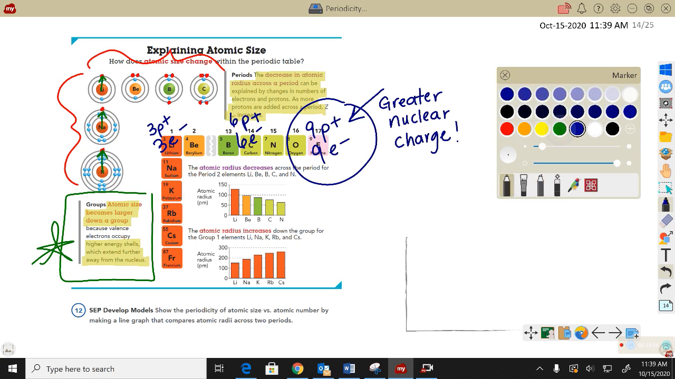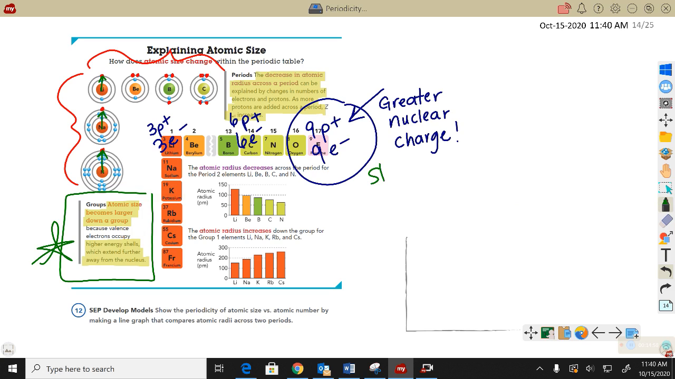I'm going to put that in here too: stronger attraction. So whenever there's a stronger attraction, it's like those outer electrons are just pulled into the nucleus a little bit more than what we might expect. Here, when the electrons are farther from the nucleus, that creates a weaker attraction, and so obviously then the atoms get bigger.